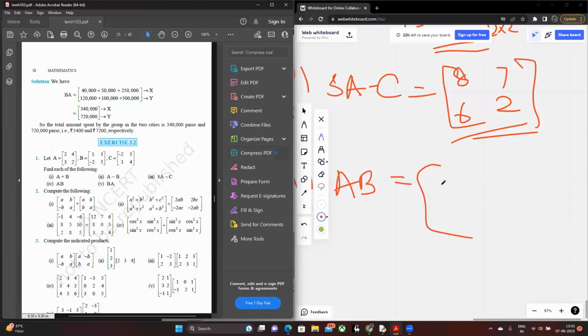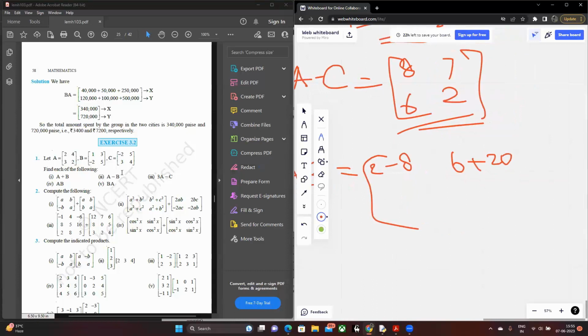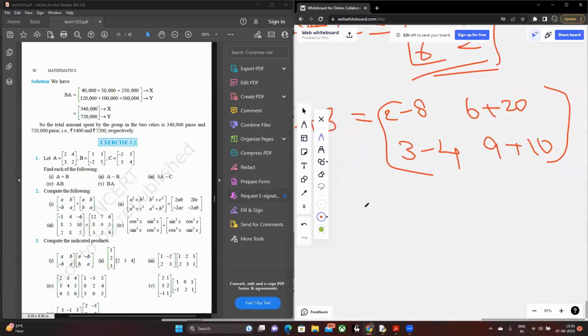So we have the first element to be 2 into 1, that is 2, minus 4 into 2, that is 8. The second element is going to be 6 plus 20. The third element is going to be 3 minus 4. And the fourth element is going to be 3 into 3, 9, plus 2 into 5, 10. Which is basically minus 6, minus 1, 26, and 19. That is going to be your answer.